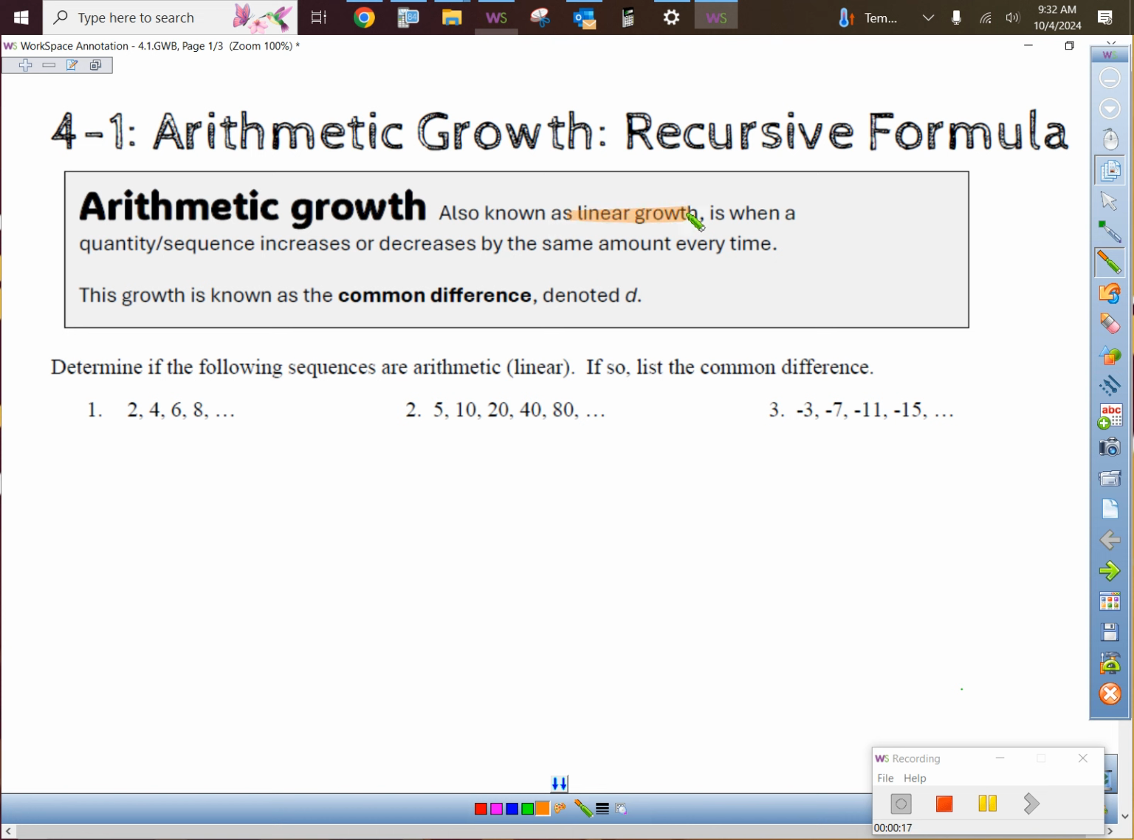It's known as linear growth as well. And it's when something like a sequence goes up or down by the same amount every time. We call that the common difference. We need to learn that that is called D this chapter. The common difference will be D.